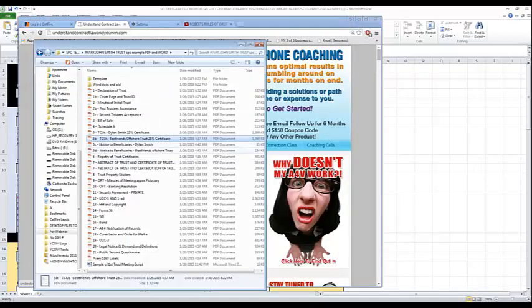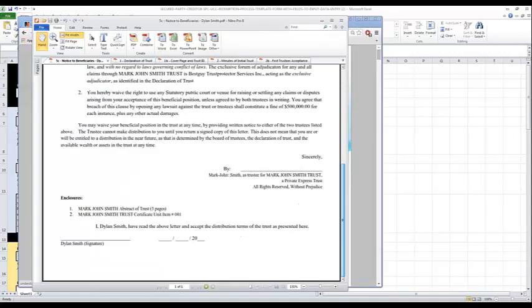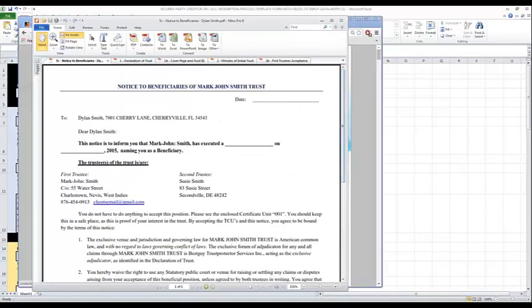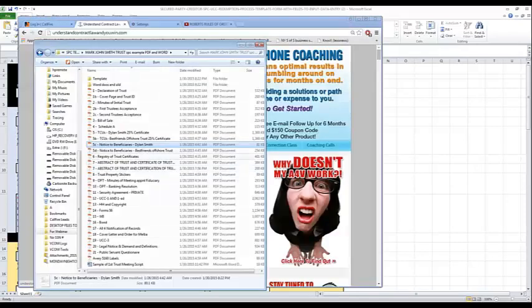And they'll go away and leave you alone. You know what I mean? But it's extremely important to do everything properly. You got this notice to beneficiaries with the certificates sent to the beneficiaries. You got the certified mail. You got them, they signed the green card with their name on it, comma, as beneficiary of so-and-so trust.